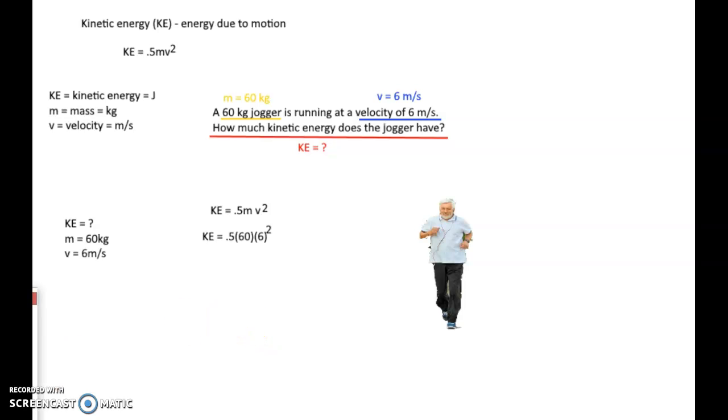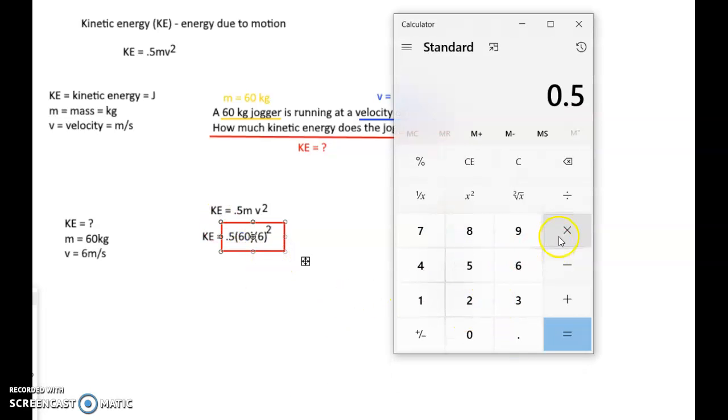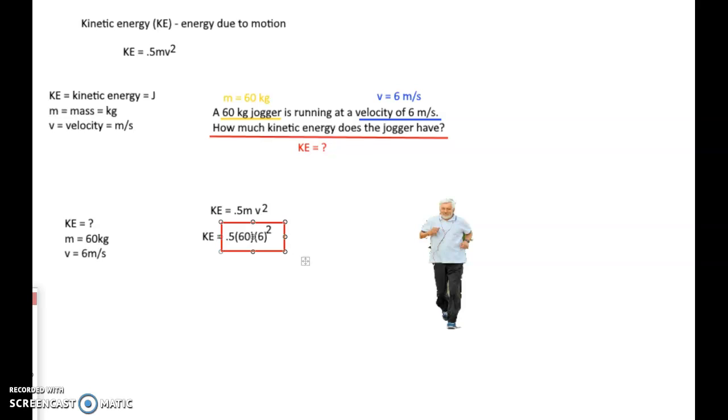All right, so all I'm going to do is type this into my calculator. I can put the whole thing into my calculator at once, so let's do that. 0.5 times 60 times 6, and I'm just going to multiply by 6 twice because that's the same thing as squaring. I get 1,080 joules. So my KE is 1,080 joules of energy.